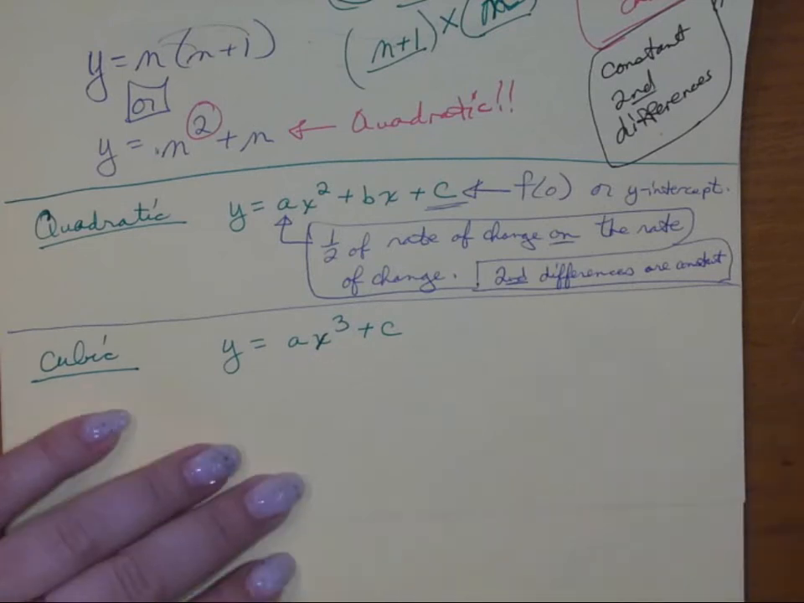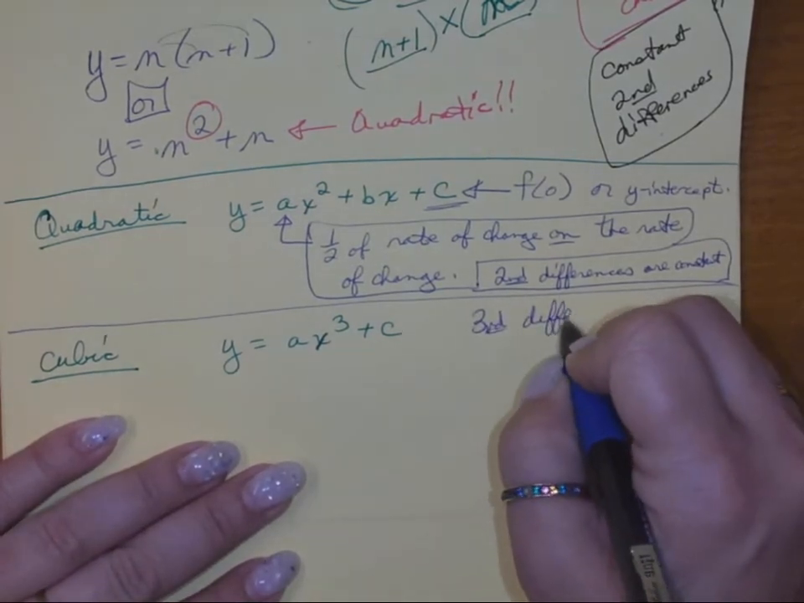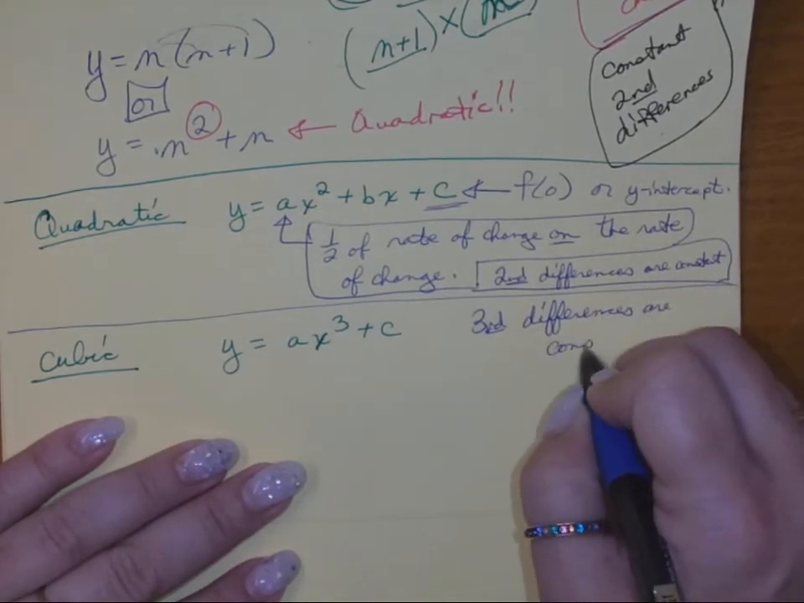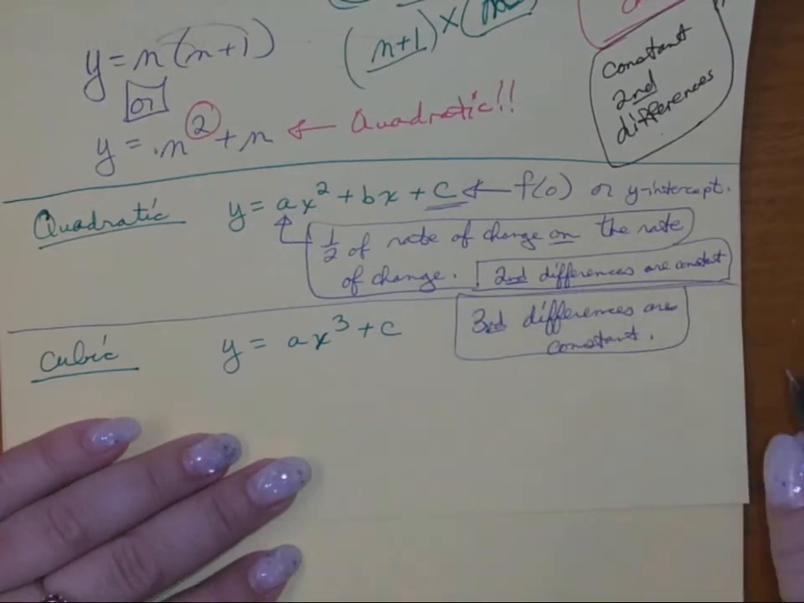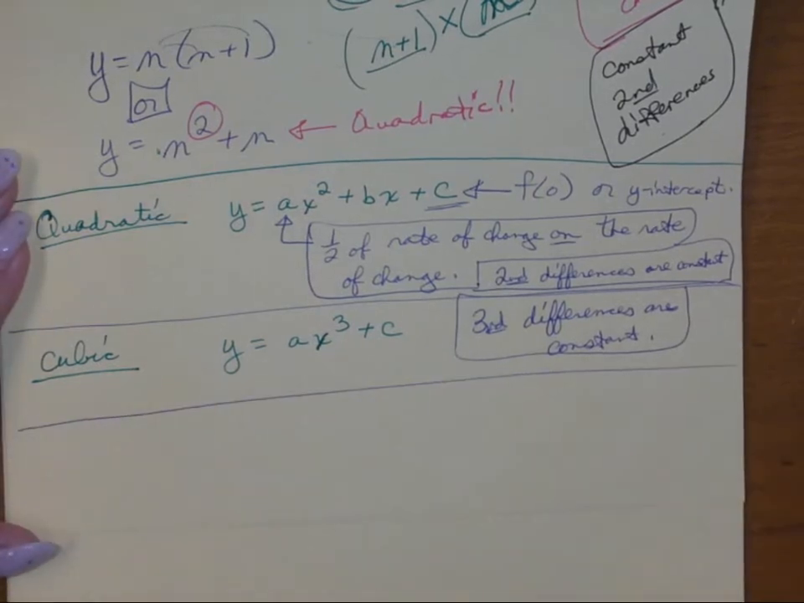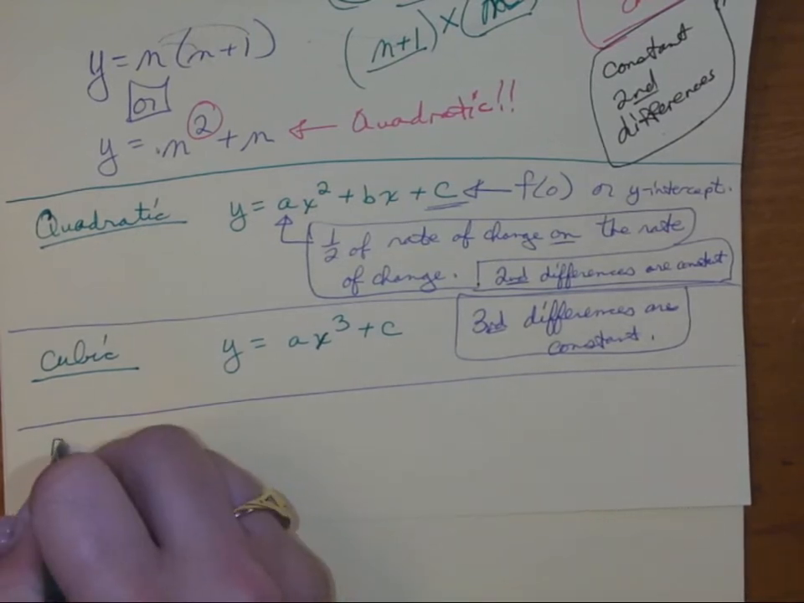And again, if I get one of these, the third differences are constant. I'm not going to write it, but that would mean that the rate of change on the rate of change on the rate of change is a constant. And then the other common one that you're going to see, and you might see this in your homework, is, okay, linear, quadratic, cubic, exponential. Sometimes we do exponential functions.